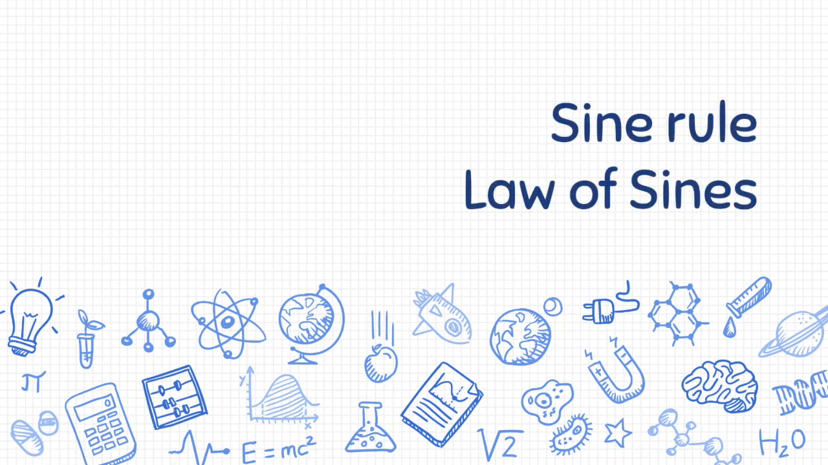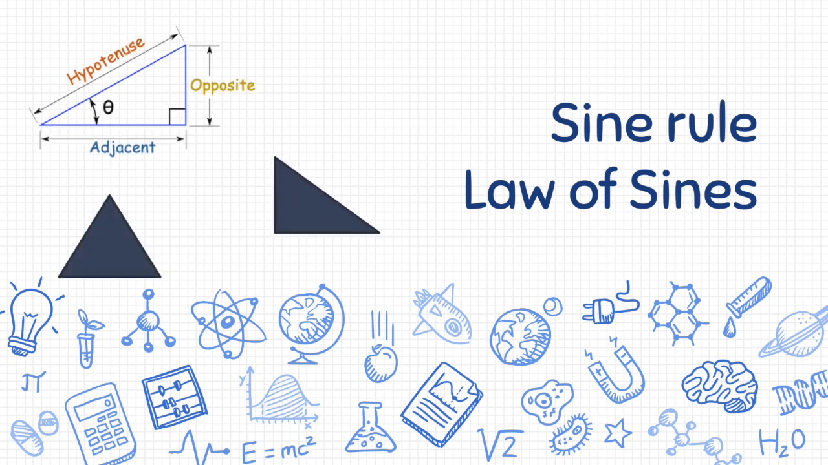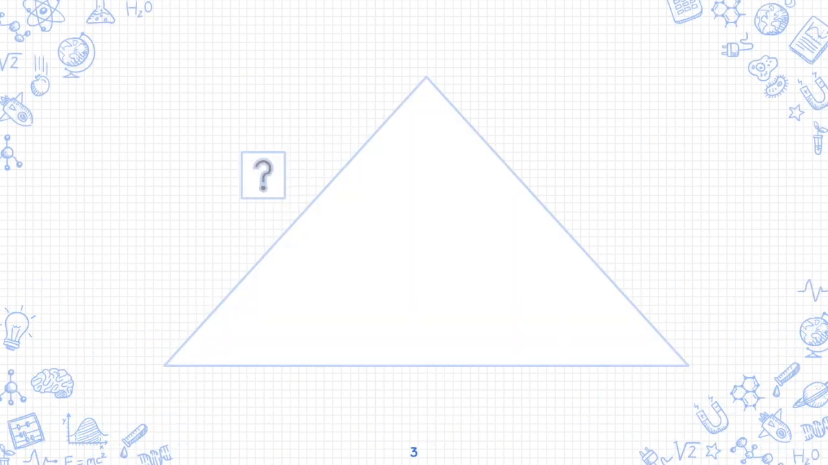In trigonometry, the sine rule, also known as the law of sines, is a formula that can be used to solve right-angled and non-right-angled triangles. So what exactly does this formula solve? By utilizing the formula, you can find the unknown sides and angles of a triangle. It works by relating the side lengths of a triangle to the sine of its corresponding angle.